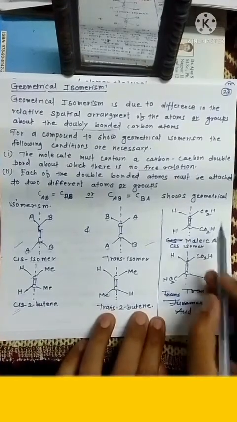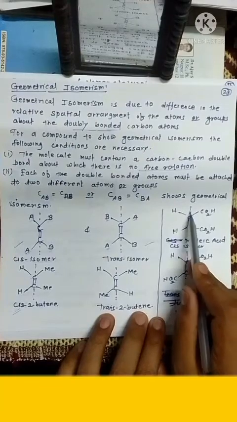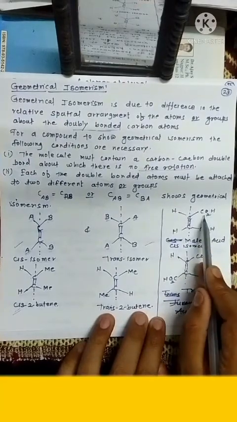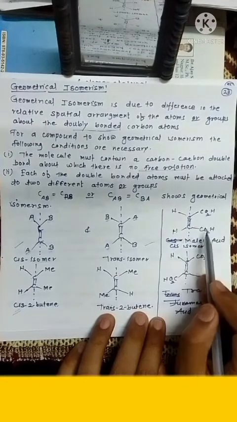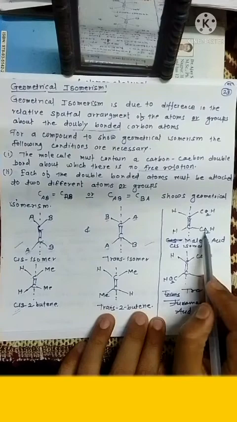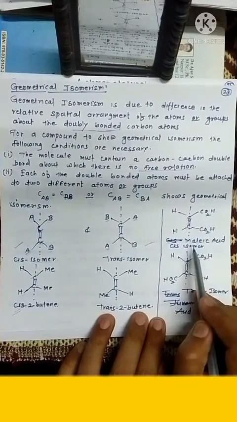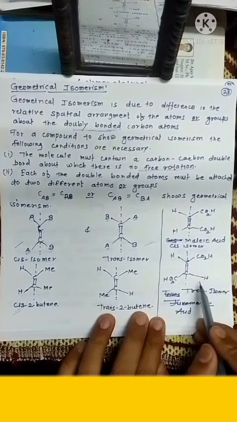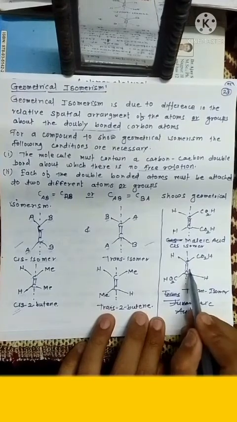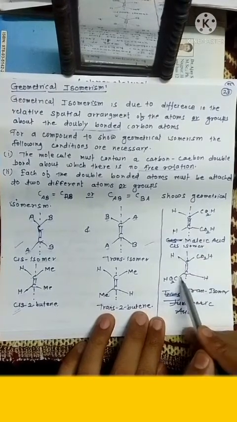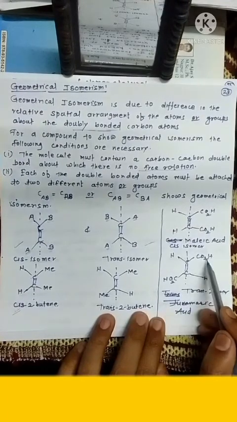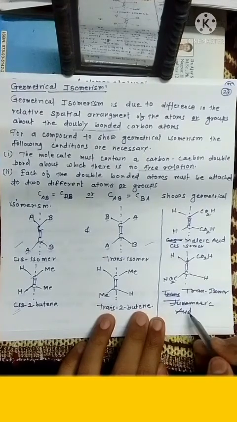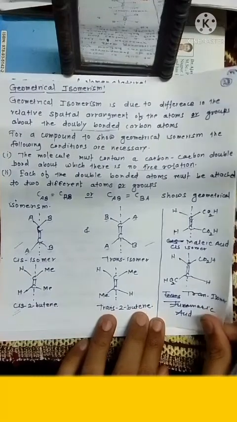Just see in this example, it is the example of maleic acid. So just see here, both carboxylic COOH groups are present on the right hand side plane. That's why it is the cis isomer. Now just see, the same molecule is written here, but in this case both carboxylic acid groups are present in opposite planes. That's why it is the trans isomer. It is also known as fumaric acid.